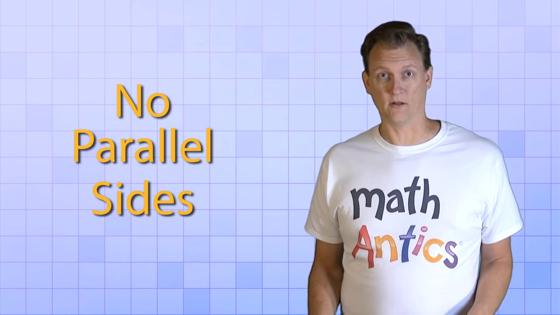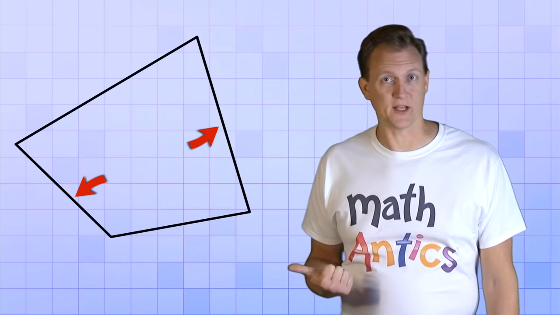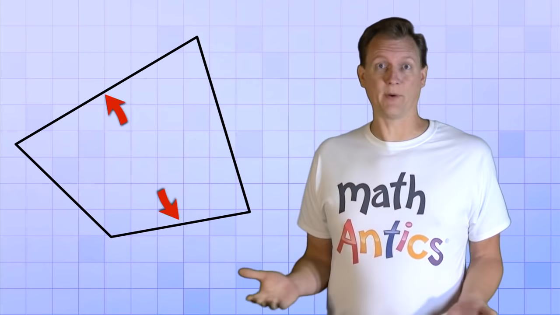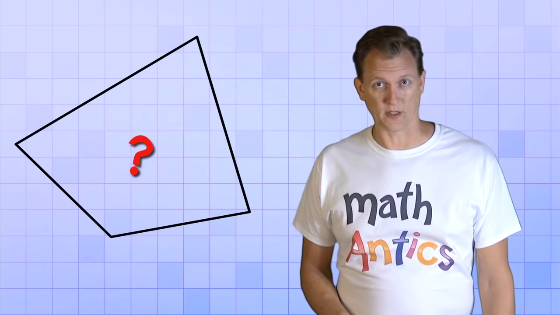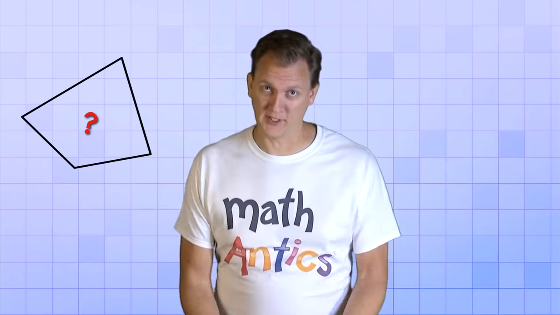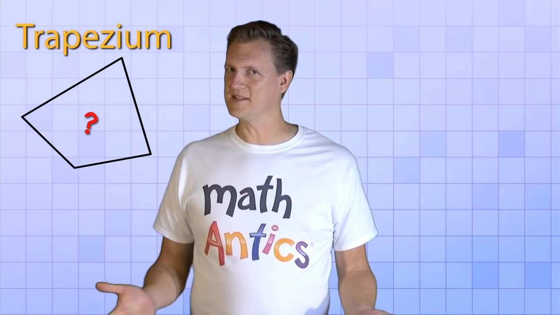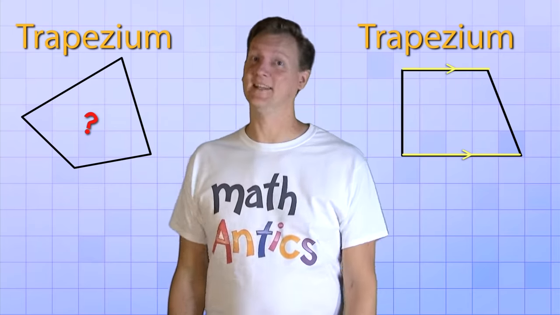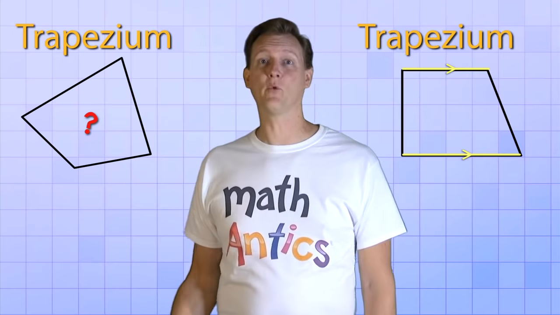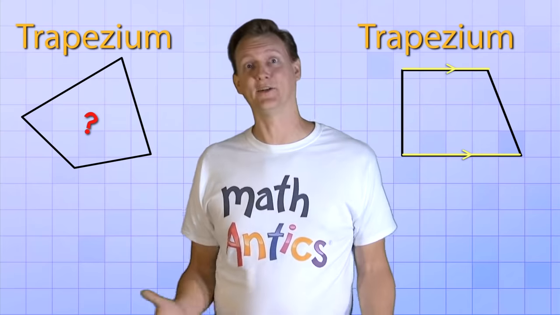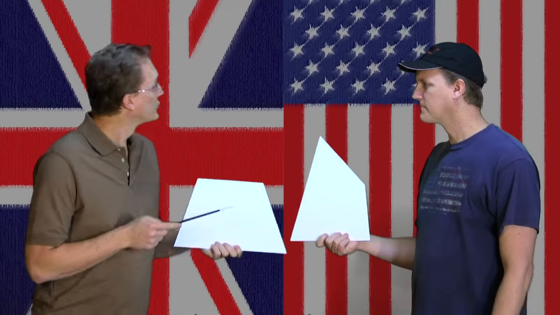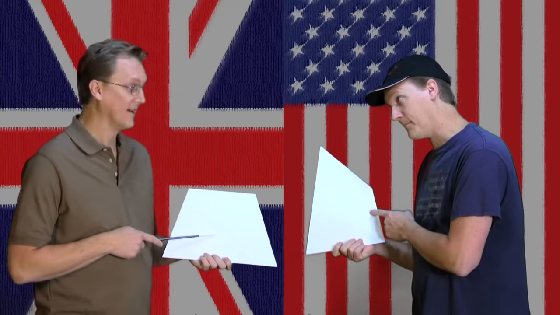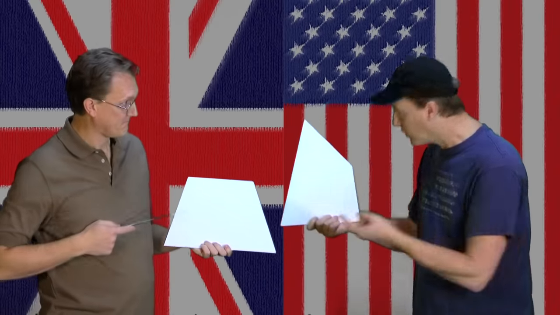All right then, what about quadrilaterals that have no parallel sides at all, like this one? These opposite sides are not parallel, and these opposite sides aren't parallel either. So what do we call this kind of polygon? Now here's the really confusing part. In America, this is sometimes called a trapezium. But isn't that what they call a quadrilateral with only one pair of parallel sides in the UK? Yep. Unfortunately, the same word is used to describe two different things in two different countries. Trapezium.